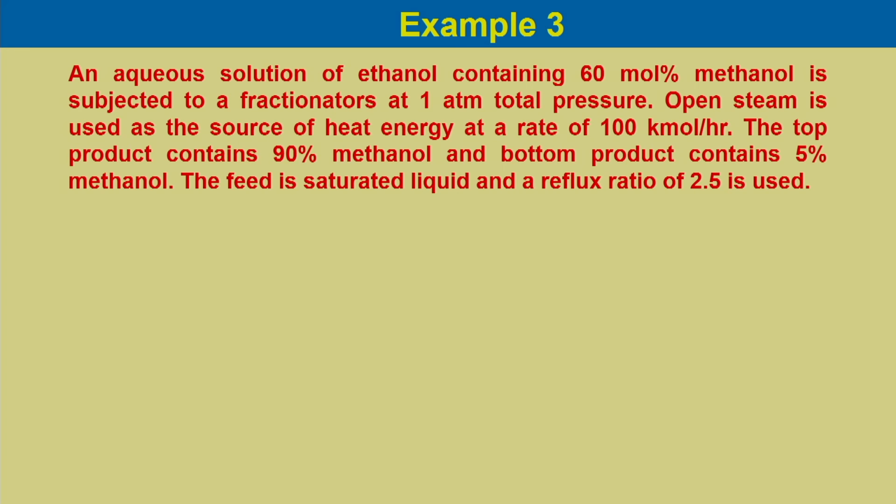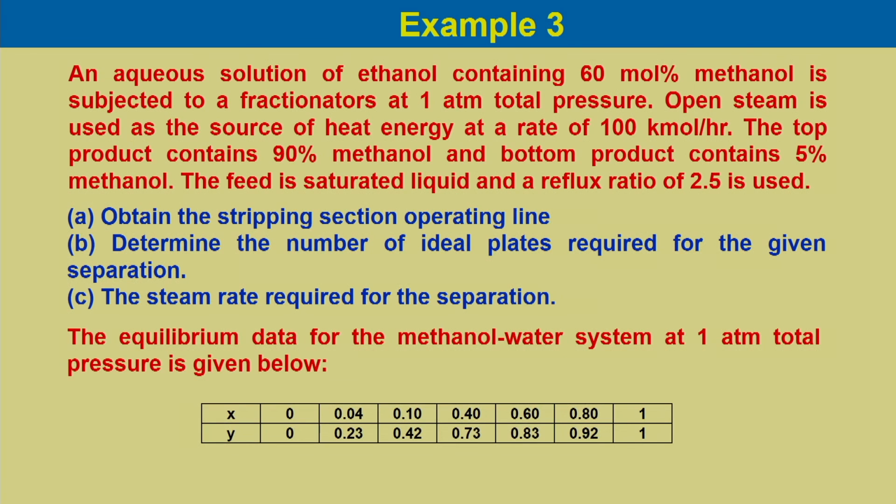Now, let us take an example. An aqueous solution of ethanol which contains 60 mole percent of methanol is subjected to fractionation at 1 atmosphere total pressure. Open steam is used as the source of heat energy at a rate of 100 kilomole per hour. The top product contains 90% methanol and the bottom product contains 5% methanol, although actually it would be 10% methanol, but considering 5%, we will see how to do the operating line equations. The feed is saturated liquid and a reflux ratio of 2.5 is used.